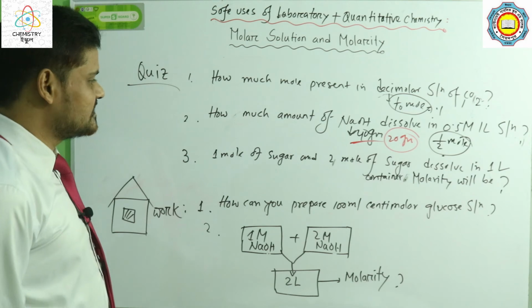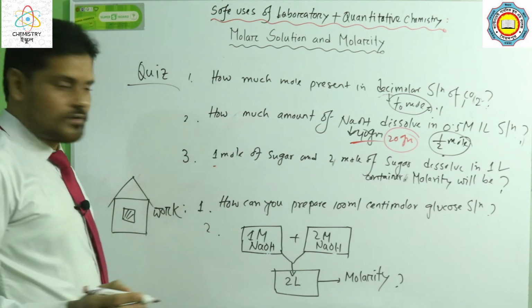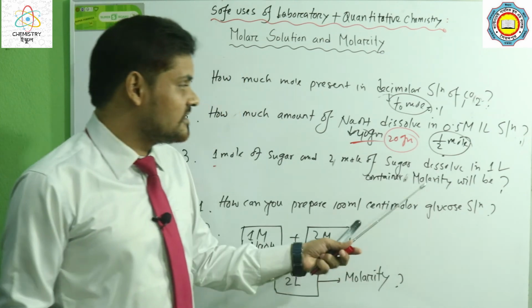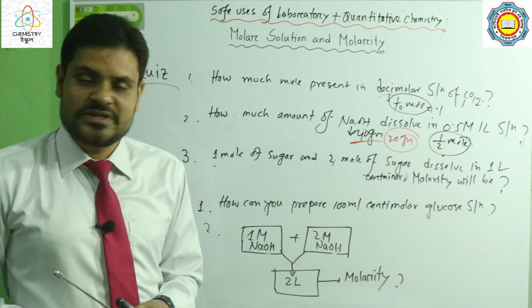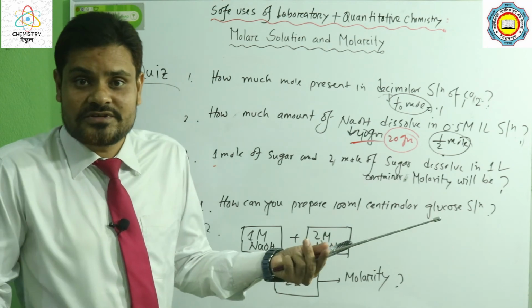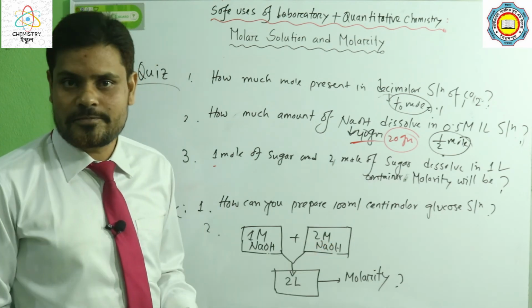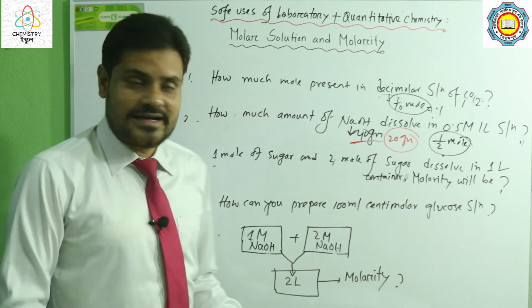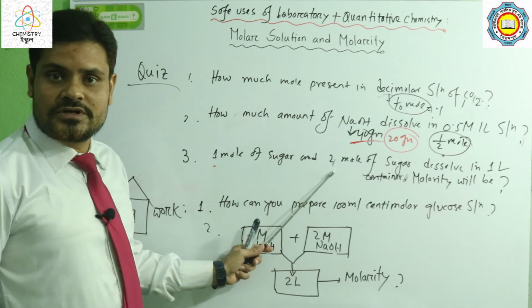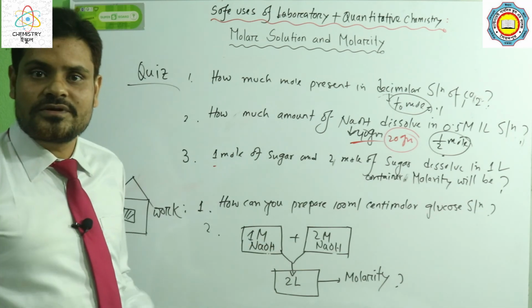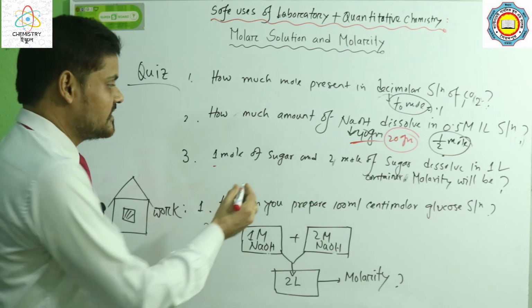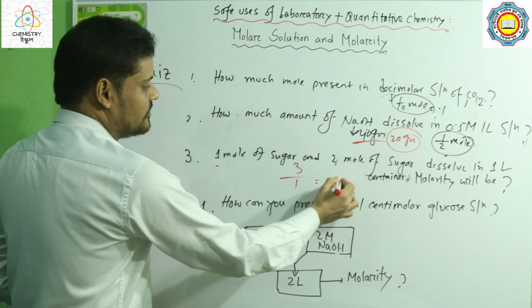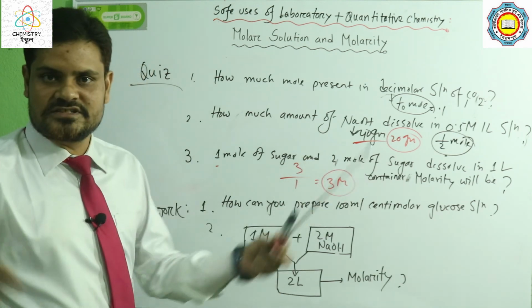And now the third question, see here, when 1 mole of sugar and 2 mole of sugar dissolve in 1 liter, then what will be the molarity of this mixed solution? Dear learners, think about this. It is also easy for you. Yes, here the total volume is 1 liter and the moles are 1 and 2, then it will be 3 mole. If we just divide total moles by total volume, I mean here the molarity will be 3 M. It's easy for you.